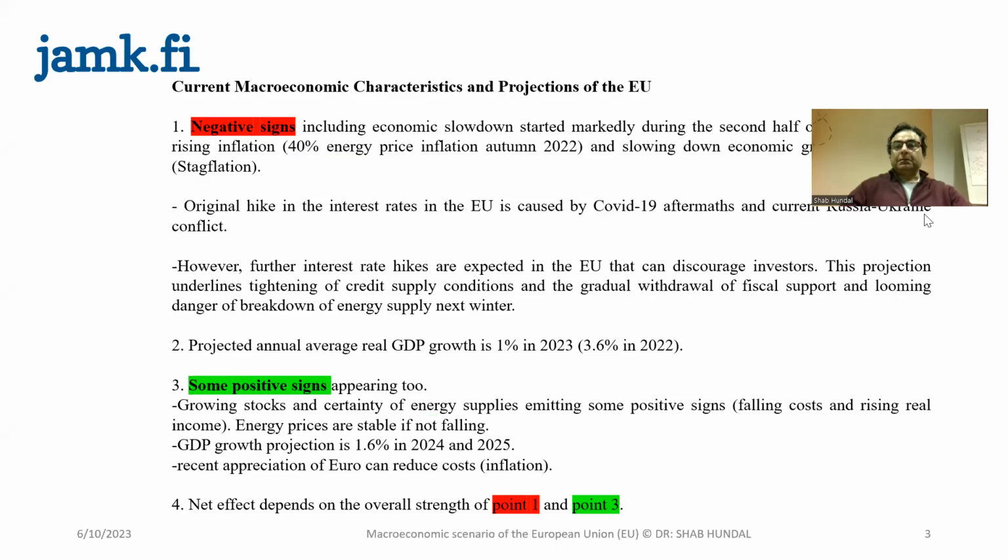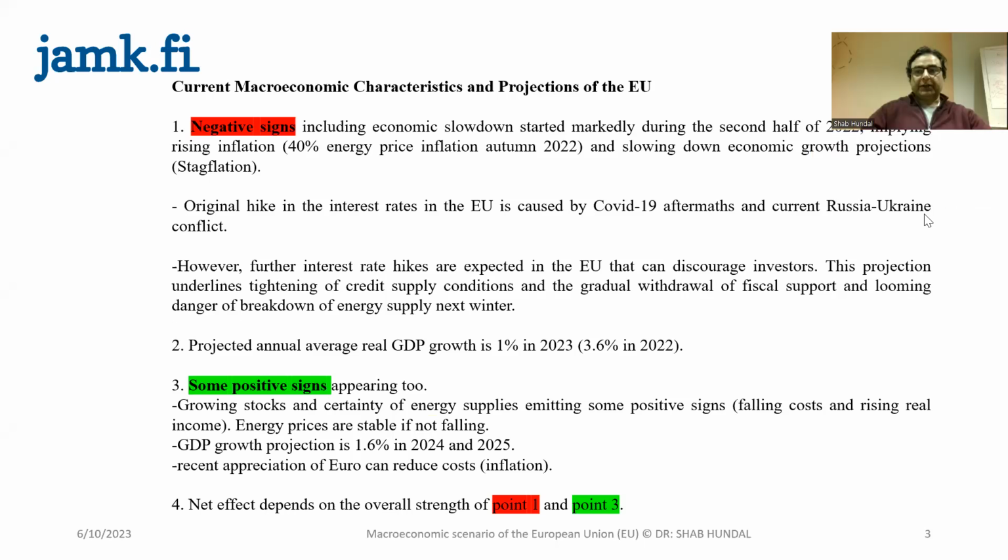Let's see some of the worrying signs which the EU is experiencing at the moment. I have collected them with the red background on the page. Some of the negative signs, as you can see in this slide, are that there is an economic slowdown that started quite significantly in the second half of last year, 2022. There was exorbitant inflation, 40% energy price inflation in the autumn of 2020.